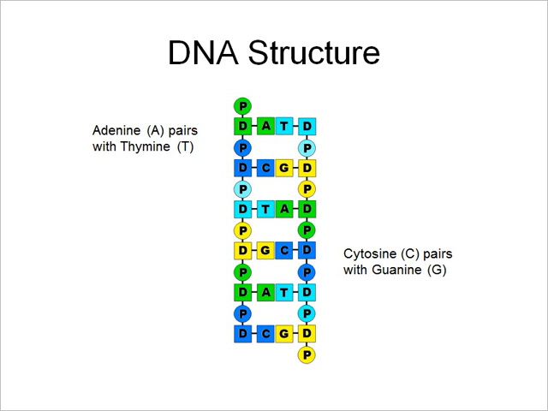Adenine, A, and thymine, T, are always paired together, and also cytosine, C, is always paired with guanine, G. This arrangement is due to the fact that A will only form hydrogen bonds with T, and C will only bond with G.